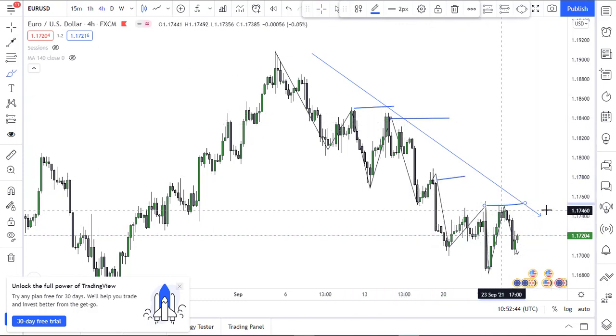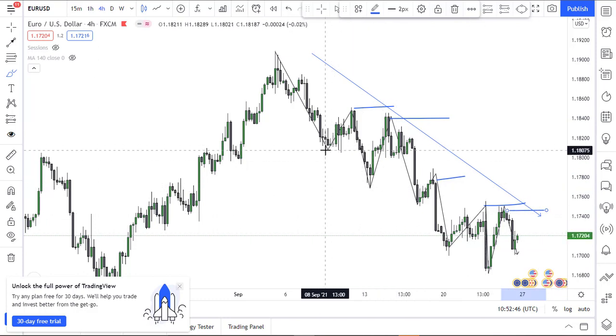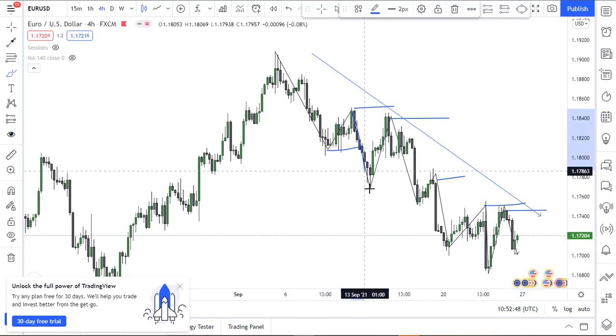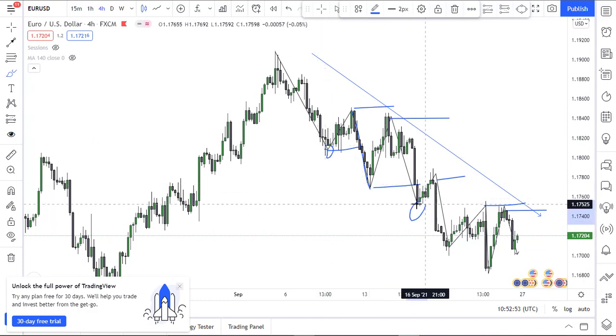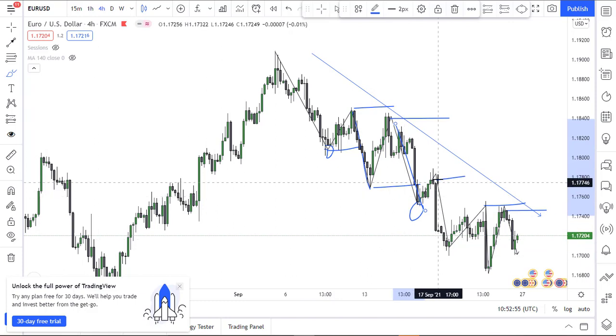So as you can see, break of structure, because we've been able to break our previous low in the market. Another break of structure, we've been able to break our previous low in the market. So that's how it works.